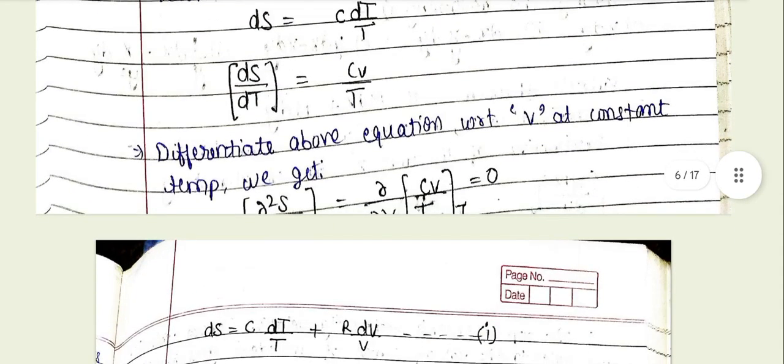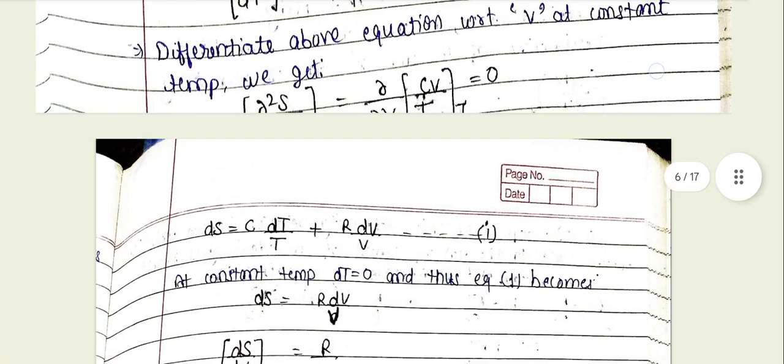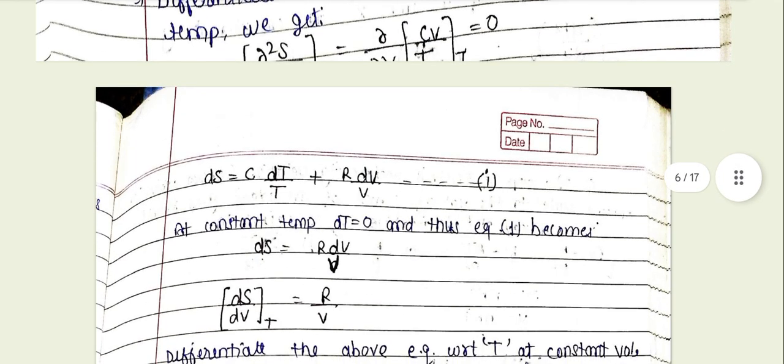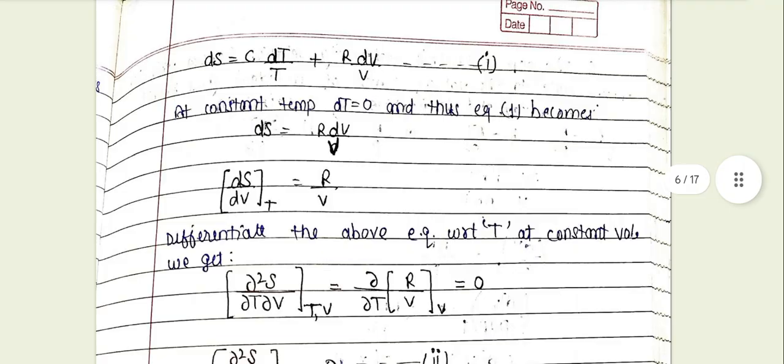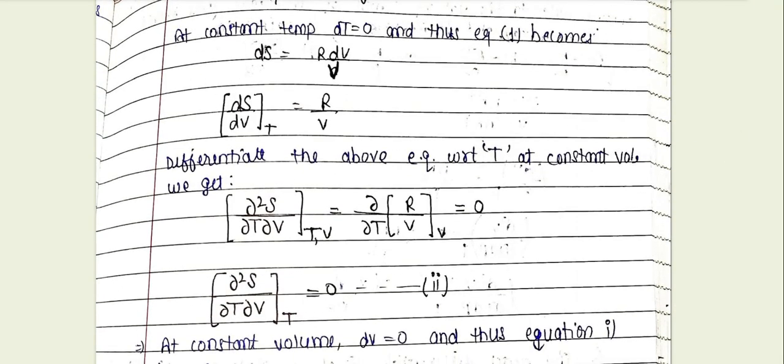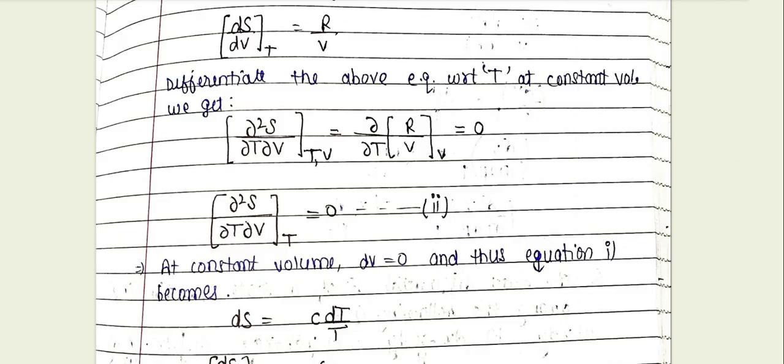At constant volume, dV is equal to 0 and thus equation first will become dS is equal to C dT upon T. dS upon dT will be equal to Cv upon T. Differentiate the above equation with respect to V at constant temperature. We will get dS is equal to C dT upon T plus R dV upon V. At constant temperature, dT is equal to 0 and thus equation first will become dS is equal to R dV upon V. dS upon dV at constant T is equal to R upon V. Differentiate the above equation with respect to T at constant volume. We will get d square S upon dT dV at constant T is equal to 0.